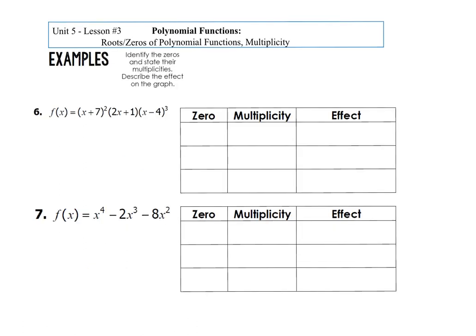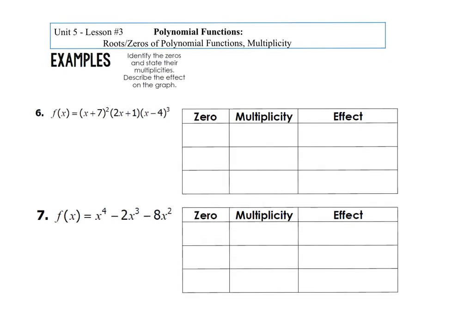Okay, on numbers 6 and 7, we are asked to identify the zeros. Let me underline that. Identify the zeros, state the multiplicities, and the effect on the graph. The effect is, we're going to say cross or bounce. Now, to find the zeros, it has to be factored, and then it has to be t-barred, and we get our numbers out of there.